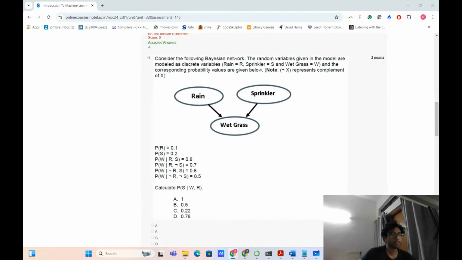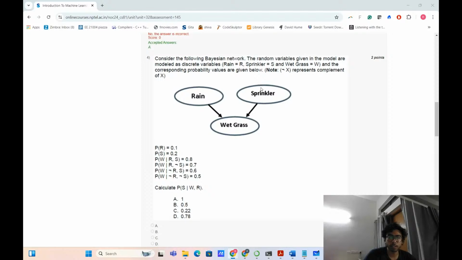Okay, so there is this problem in assignment 4, question number 4 on Bayesian networks, to which I will provide an alternative solution to what I gave in the Saturday session.